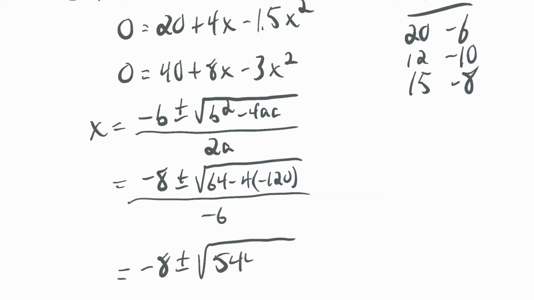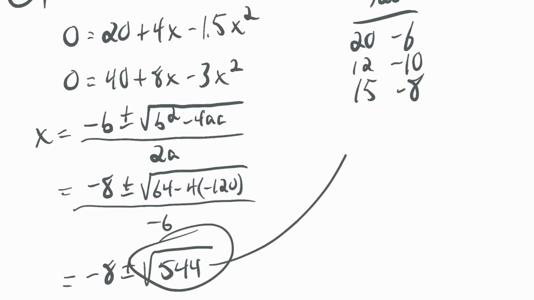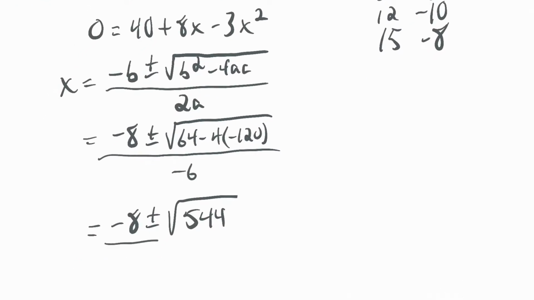Which is not a square. So that's not going to give me a whole number. If I went through this process and I did get a whole number here, that would mean that factoring was going to work and I just gave up too easily. But that didn't happen in this case. Okay.